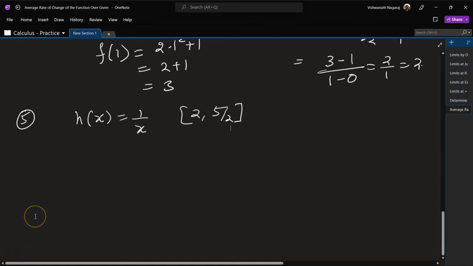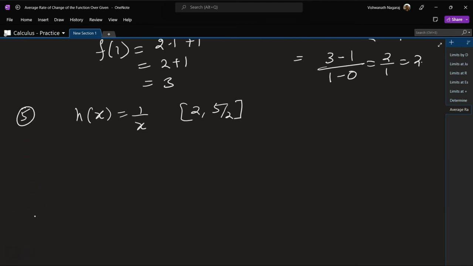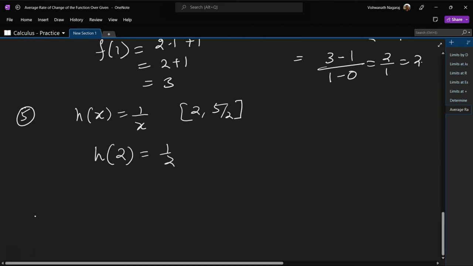Fifth one, h of x is equal to 1 by x in the interval 2 comma 5 by 2. Again, let's figure out h of 2, which is equal to 1 by 2. h of 5 by 2 is equal to 1 by 5 by 2, which is equal to 2 by 5.